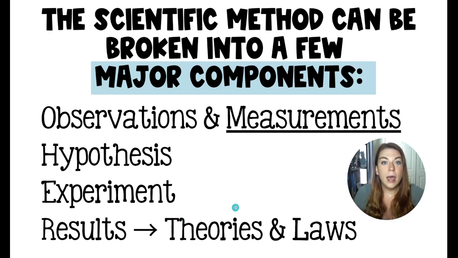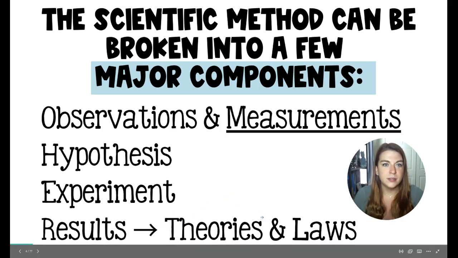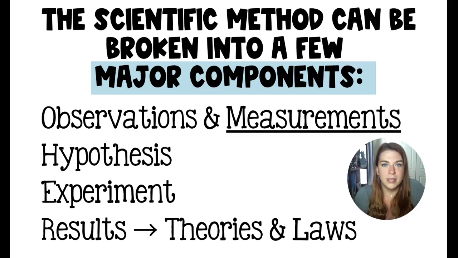Most of the time, our experiments are not going to become theories and laws because we're a high school chemistry class. That's not really the way that we are designed to work. But if you pursue science as a career and you are practicing this for a very long time, you could come up with a theory or a law. There's a very small difference between a theory and a law. Both of them are considered fact. A theory is words that explain a fact, and the law is the math that explains a fact.